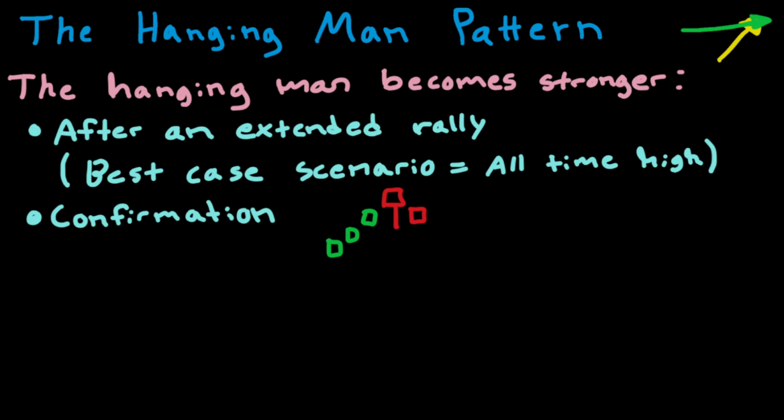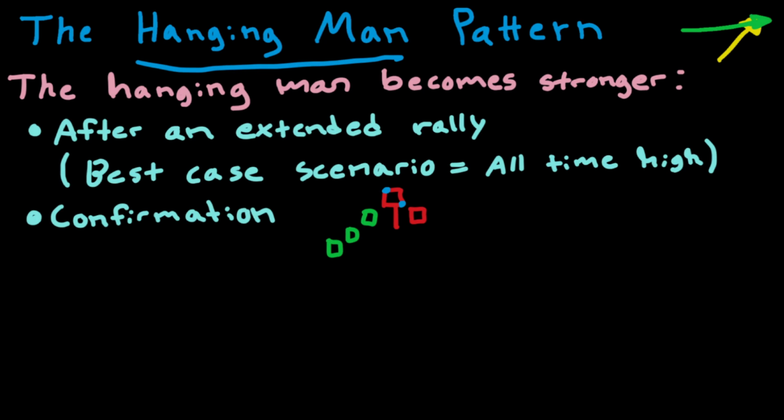By opening below the real body, all buyers that bought either in the opening of the previous day or on the close of the previous day are losing money. So we can say that the buyers from the previous day in this case are left hanging, just like the hanging man, if you get it. Yeah, so a confirmation pretty much makes the pattern stronger.